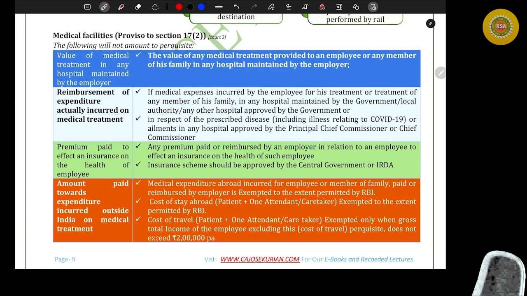Are you with me? So can you read the other side? The value of any medical treatment provided to an employee or any member of his family in any hospital maintained by the employer shall be fully not taxable. See, because it is not an exemption basically. What they are saying is you don't have to value the perquisite. So rather than saying exemption, even though the effect is same, the correct way of saying is not taxable perquisite. Are you with me?